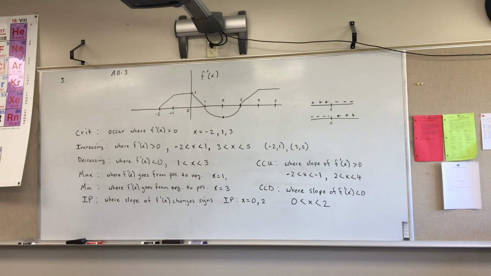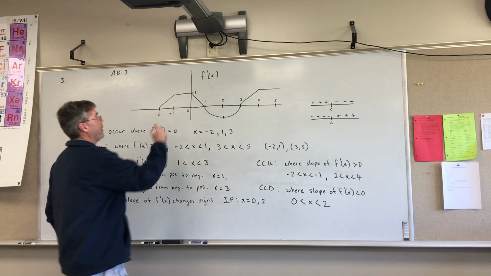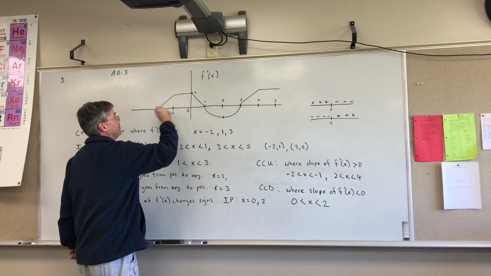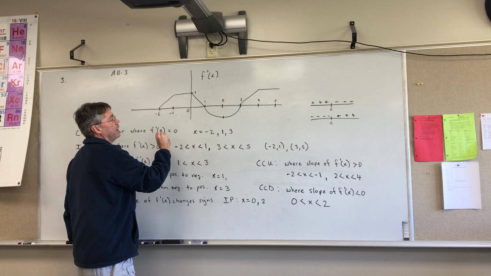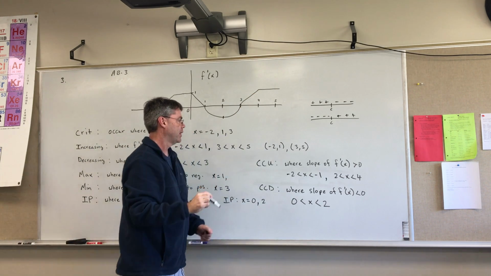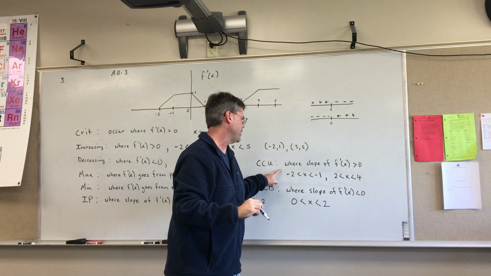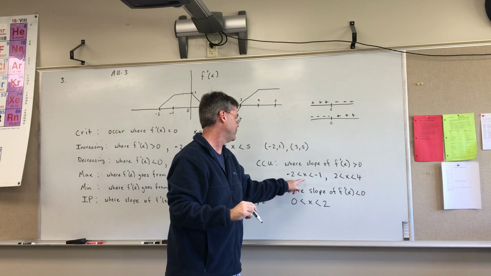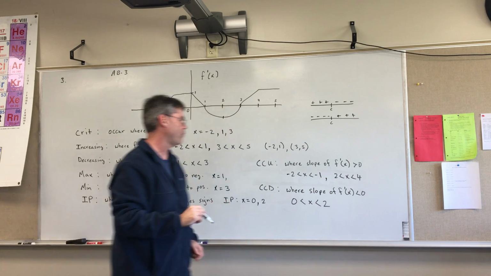Where is it concave up? Well, it's concave up where the slope of f prime is greater than 0. So we have a positive slope from -2 to -1. And then we have a positive slope from 2 to 4. All right, so concave up where the slope is positive, -2 to -1, and 2 to 4.